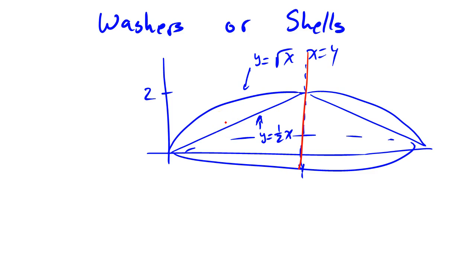Am I going to take vertical rectangles? Am I going to do horizontal rectangles? Well, I'm going to do both. But let's start with vertical rectangles. For every value of x between 0 and, in the last video we calculated that this was 4, for every value of x, I've got one of these little rectangles. Right? Each rectangle is rotated around to generate, what does it generate?